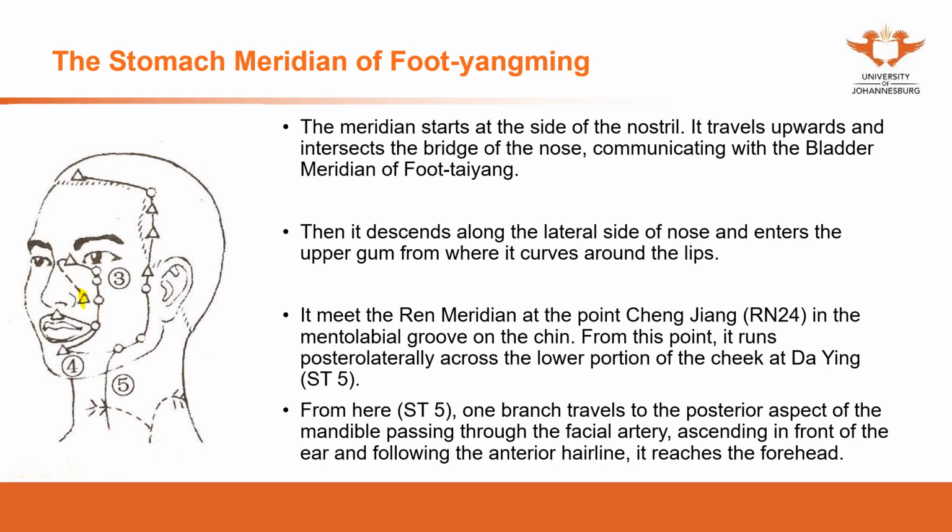So the large intestine meridian travels from the other side, goes all the way up to the face, and then around the mouth and lips. It crosses the middle line, and then it ends on the other side of the nostril. That's where the large intestine meridian ends.